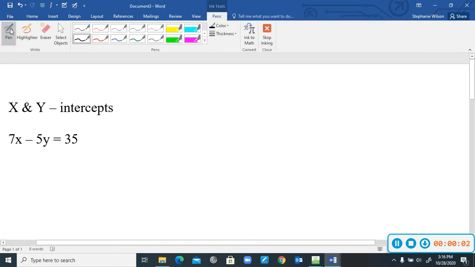So let's talk about intercepts. Whenever we talk about x and y intercepts, it's telling us where it's crossing the y-axis versus the x-axis. So in order to do that, we need to know that whenever we cross the x-axis, whenever we cross this line, y is always 0. Whenever we cross the y-axis, the x is always 0.